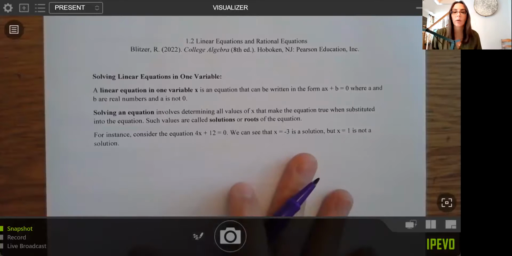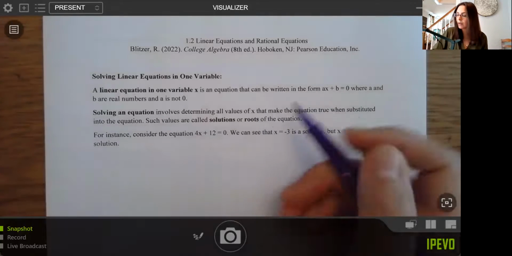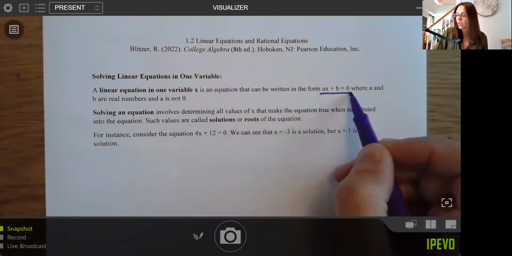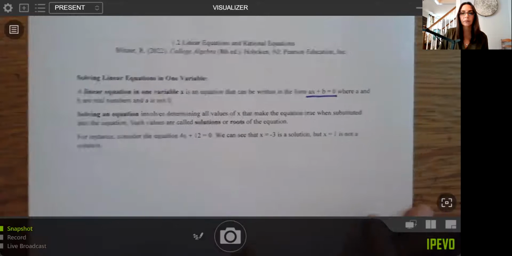So in this lecture, we're going almost a little bit backwards. We're going back to just one variable at a time rather than two variables like we did with graphing. So here we're solving linear equations in one variable. And we're going to focus on the variable x, but of course, any variable would be fine. So a linear equation of one variable is an equation that can be written in this form here, where a and b are real numbers and a is not 0.